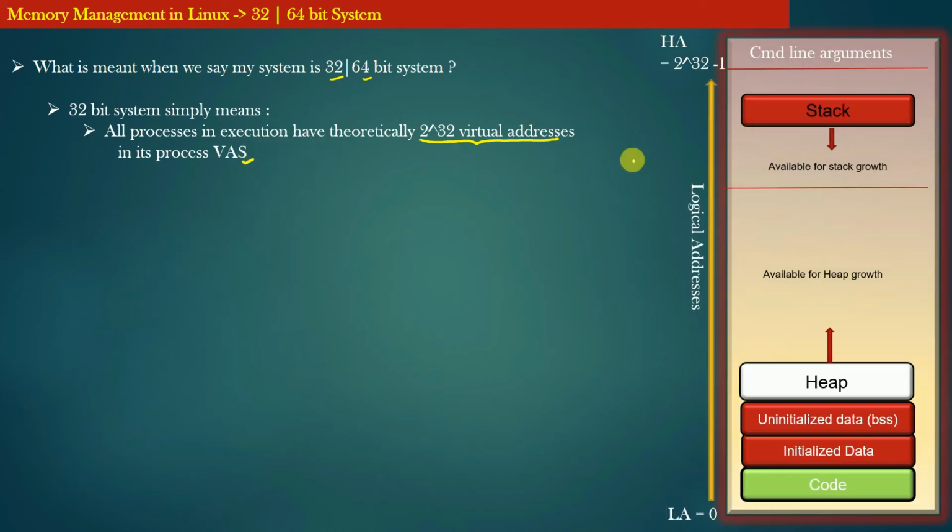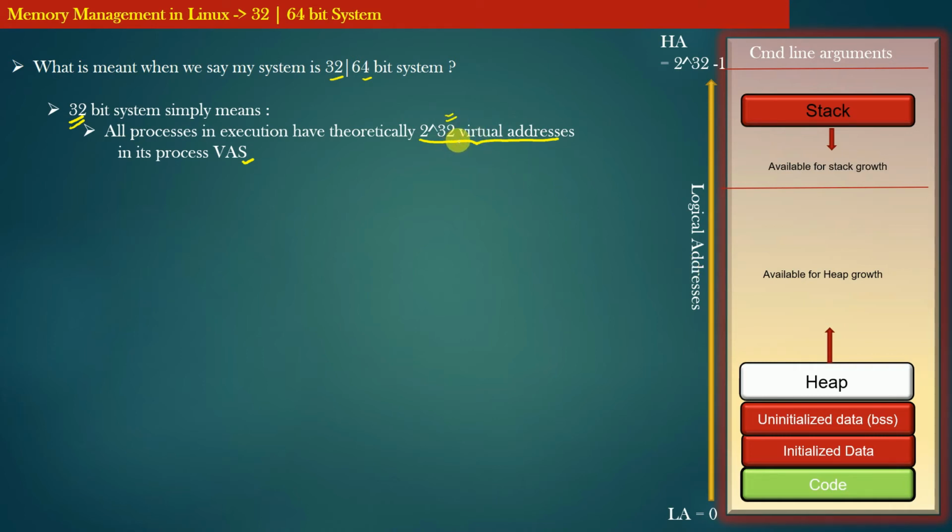So you can see that on the right hand side, I have again drawn the process control block diagram of a process. And this diagram shows the memory layout of a process. Now, as I said, if the system is a 32-bit system, it means that the size of the process virtual address space of a process will be 2 raised to the power 32 bytes.